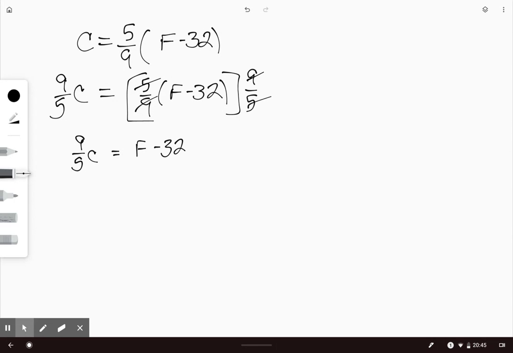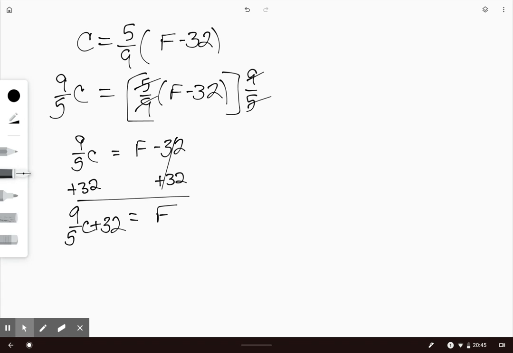So if I'm going to get F by itself, the opposite of subtracting 32 would be to add 32 to both sides. And so when I do that, those cancel out. So I'm left with F equals 9/5 C plus 32. And what I just did here was I solved the equation for F. All right, I just solved the equation for F.